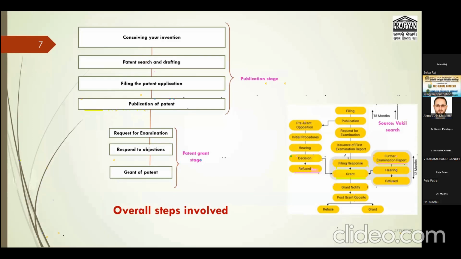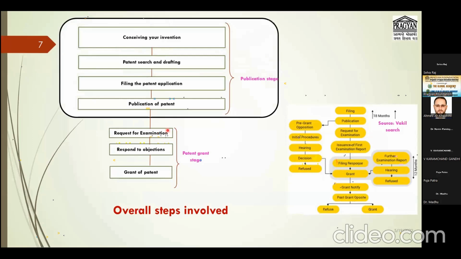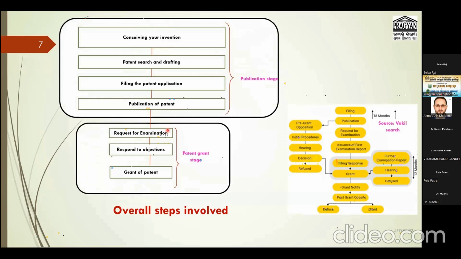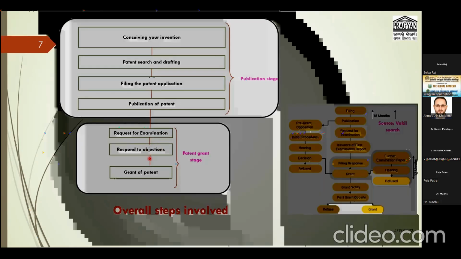After patent publication, we go for request for examination. So this is the first stage, the publication stage. After the publication stage, we go for the patent grant stage. It's a very critical stage also. Sometimes it may not be mandatory for us. Some may want only the publication stage, and somebody wants to have both the publication stage and the patent grant stage. When we come to the patent grant stage, we have the request for examination, responding to the objections, and the grant of the patent. So this is the final stage.